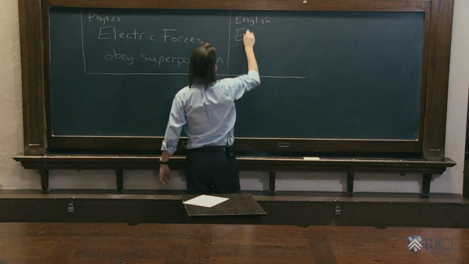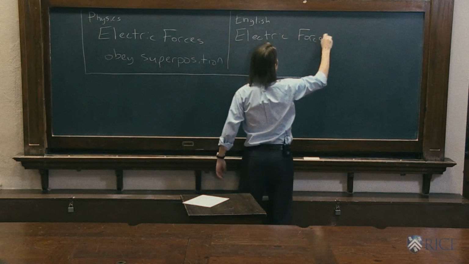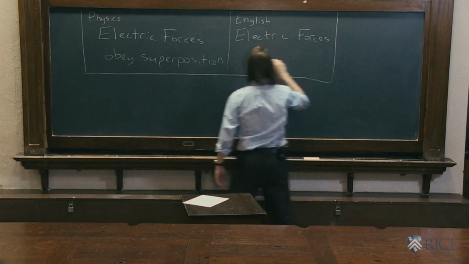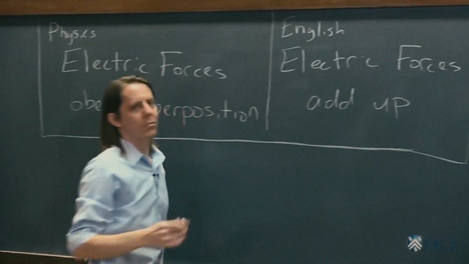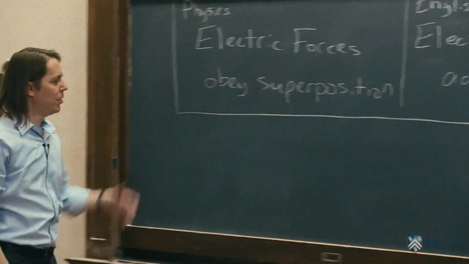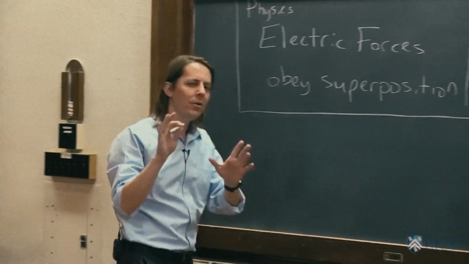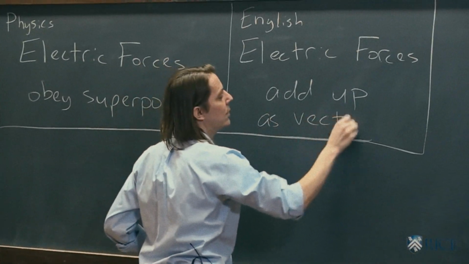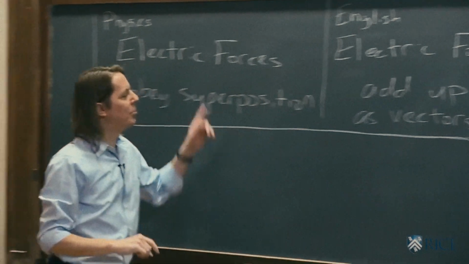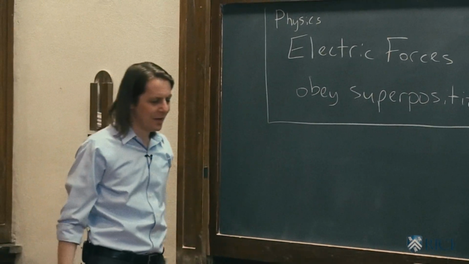Let's see, electric forces add up. That's really all we mean. They add. If you have a force due to one charge, a force due to another charge, you just add them. They add, okay, a little bit more complicated. They add as vectors, you could say. That's implied here, because the force has to be a vector, therefore it must obey superposition as a vector.